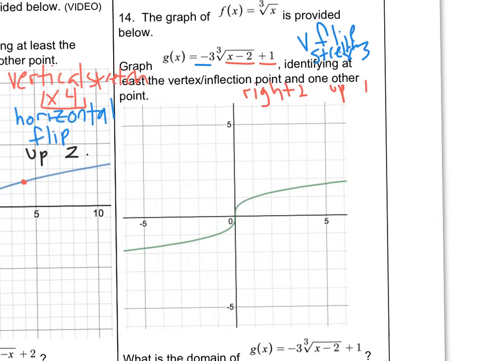So just kind of looking at this, we've got some basic points at (0, 0), (1, 1), and (-1, -1). And I'm always going to start with this inflection point. Over 2 and up 1, the new inflection point is going to be here. So that was this point. From here, I'm going to really just use this -3 to kind of help me figure out what's going on. This one used to be over 1, up 1. Now it's going to be over 1, down 3. This other point used to be down 1, back 1. Now it's going to be back 1 and up 3.